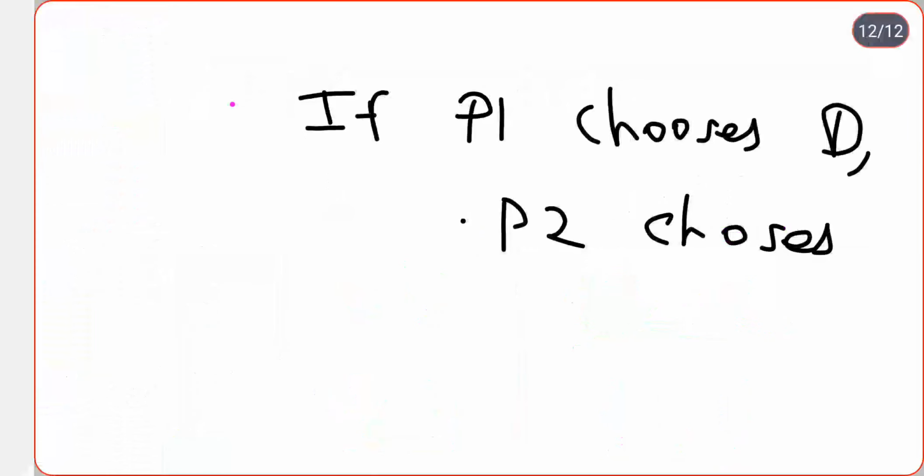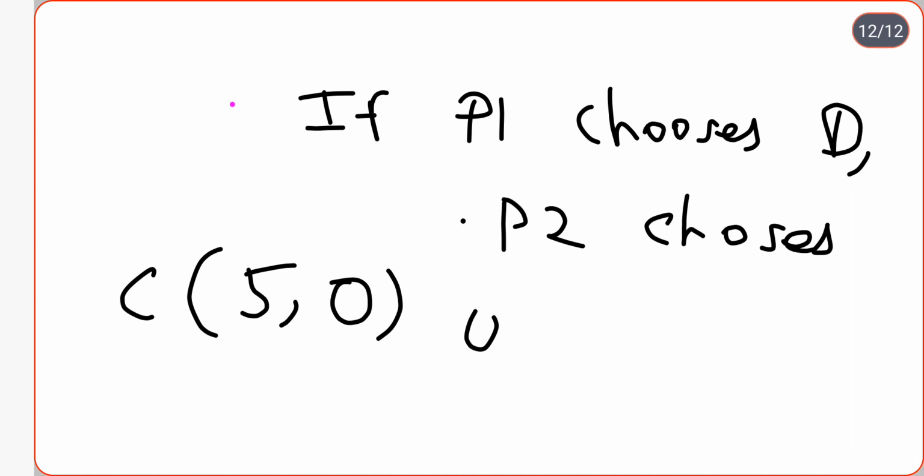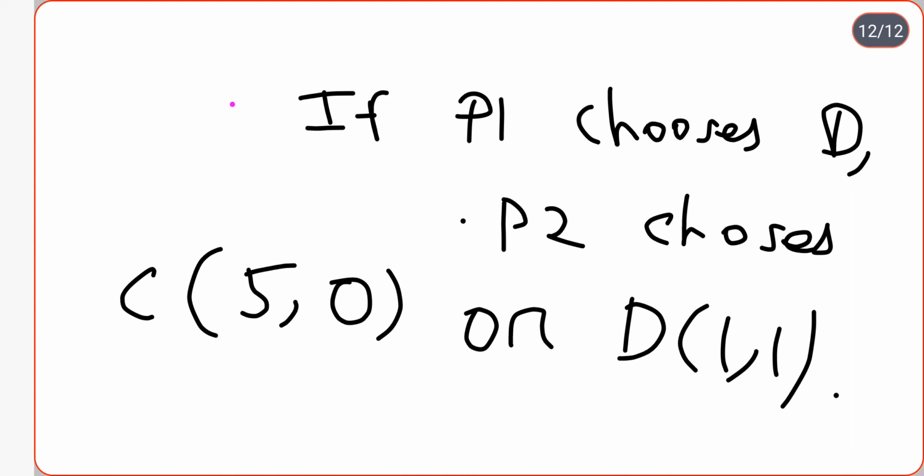So player 2 chooses maybe C, that is going to give 5 years of imprisonment for player 1 and 0 years of imprisonment for player 2, or he can deny, that is 1 and 1 years of imprisonment for both. So these are the two options available for player 2. Here we are just discussing the choices available to player 2 after observing the choice made by player 1. If we want to represent it by a visual tree, this will be the visual tree.